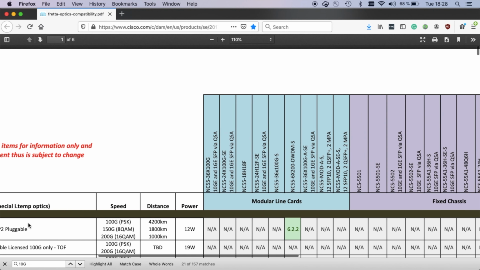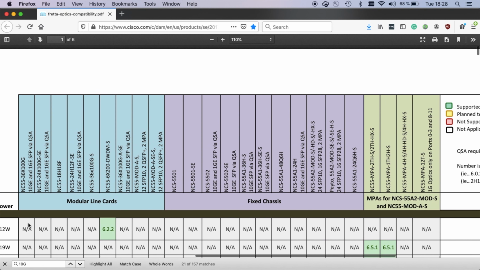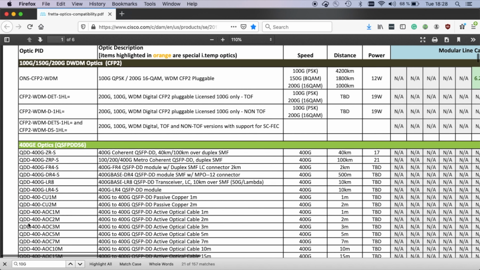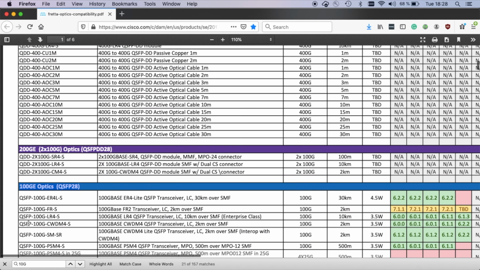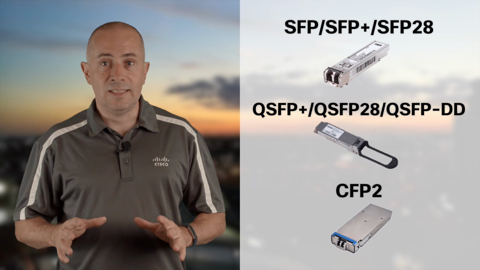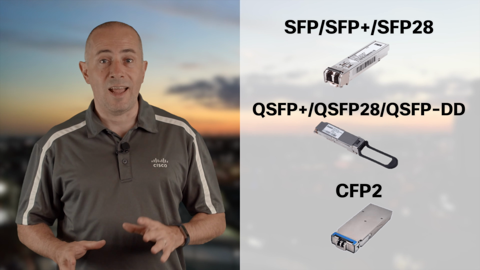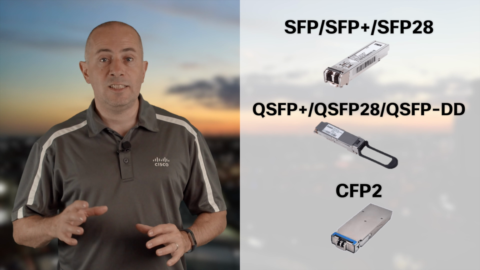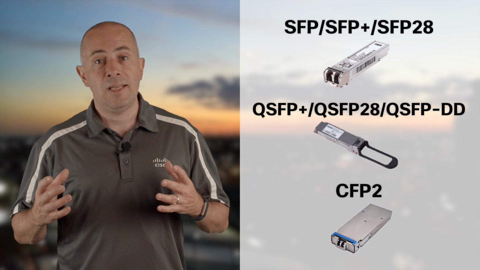Let's try another angle to differentiate these products. This time it will be based on the type of ports they support. It's actually a vast topic, and we have a very convenient matrix to track what kind of interface is supported per product and release. It goes into a lot of detail. To summarize, the NCS 5500 routers offer SFP, QSFP and CFP2 port slots, depending on the model.